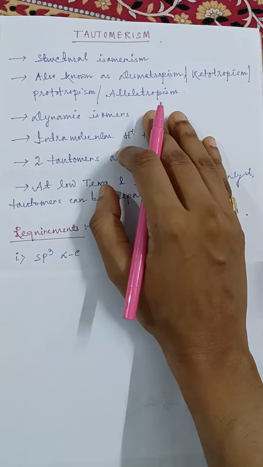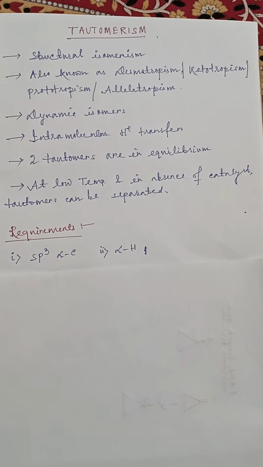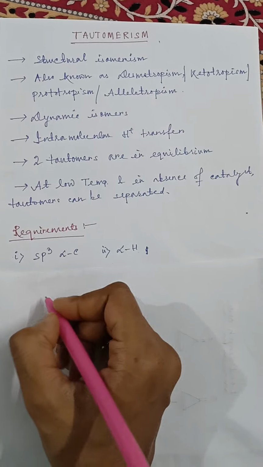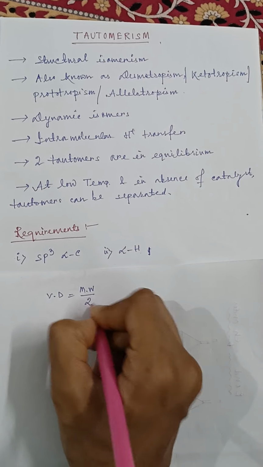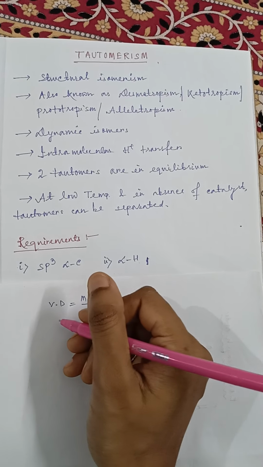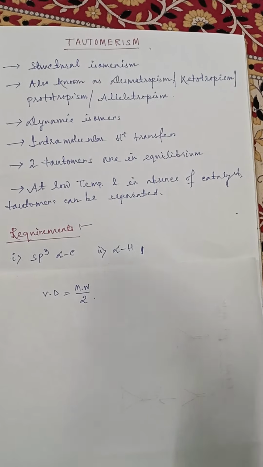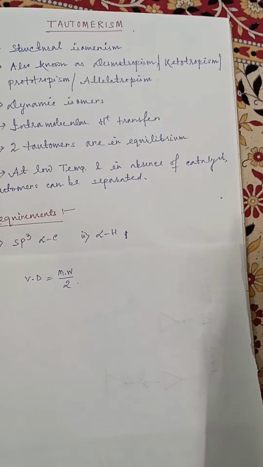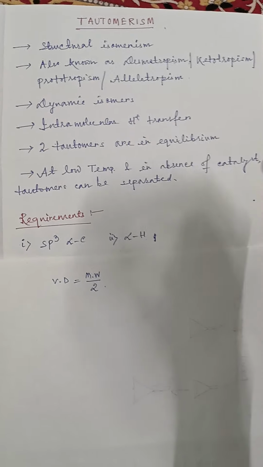Now, you all know that isomers are those which have the same molecular formula and same vapor density. Why so? Because vapor density equals molecular weight by 2. So those having the same molecular formula and same molecular weight also have similar vapor density. Many students sometimes get confused that isomers only have the same molecular formula. No, they also have the same vapor density. Now, tautomers are a special class of isomers.